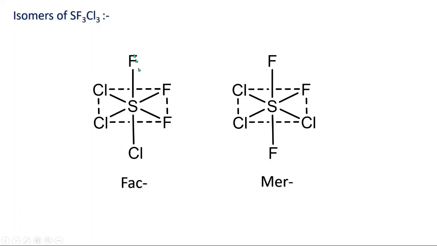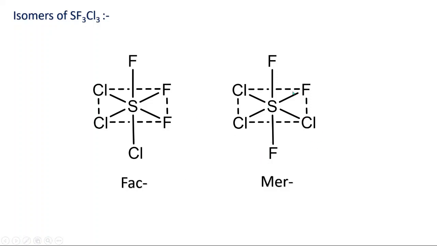Now if you see there are 3 fluorines, 1 fluorine is axial and another 2 are equatorial. If you say this will give one signal and these 2 will give another signal, you will end up with a wrong answer, because these 3 fluorines are equivalent and these 3 chlorines are equivalent. Chlorine is not NMR active, and sulfur also. So we have only fluorine NMR active, so we will get only 1 signal for the facial isomer.